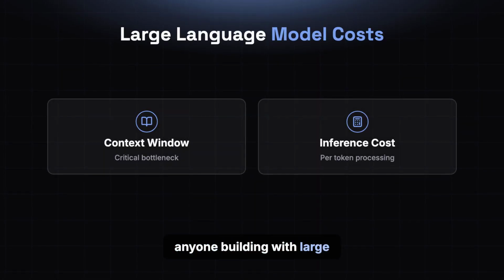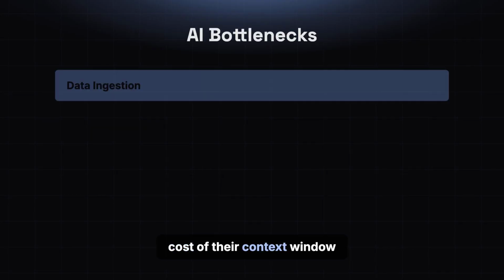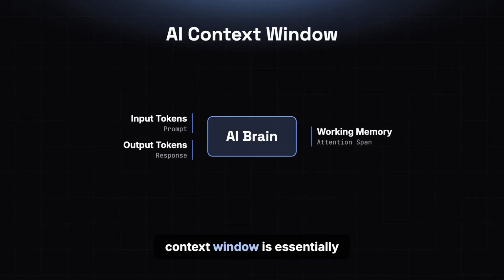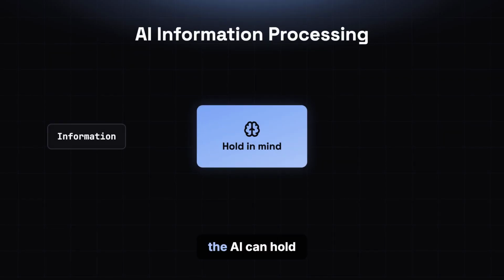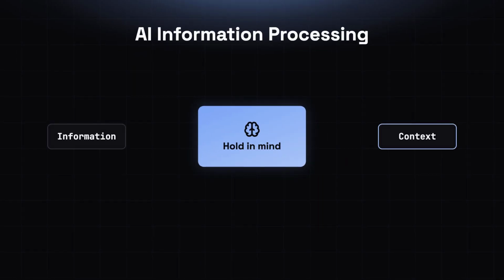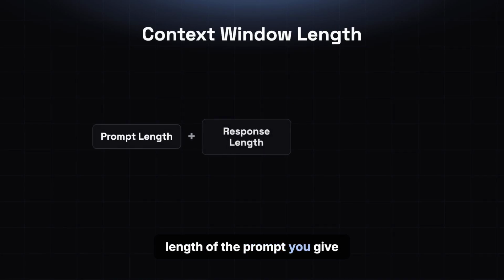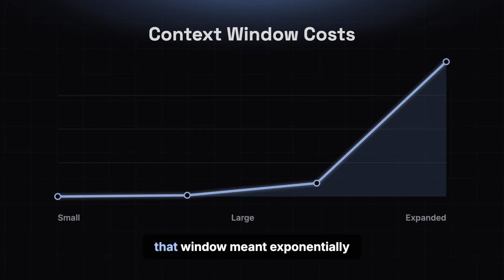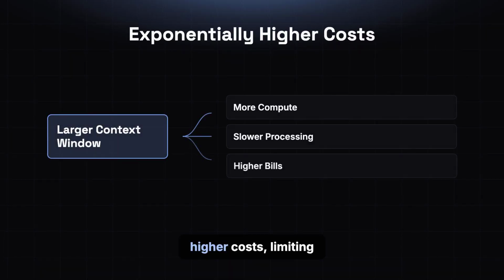For anyone building with large language models, the cost of their context window is one of the most critical bottlenecks. The context window is essentially how much information the AI can hold in its mind at one time, the length of the prompt you give it, plus the length of its response. Until recently, expanding that window meant exponentially higher costs, limiting what AI could do.